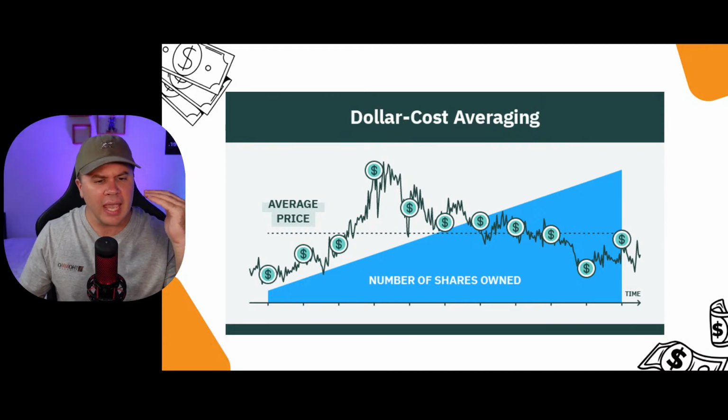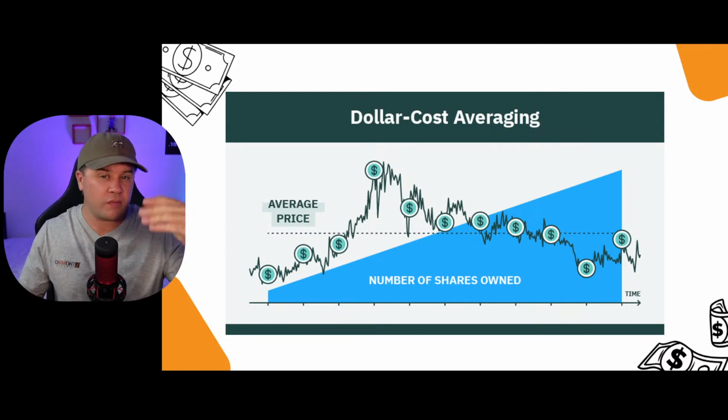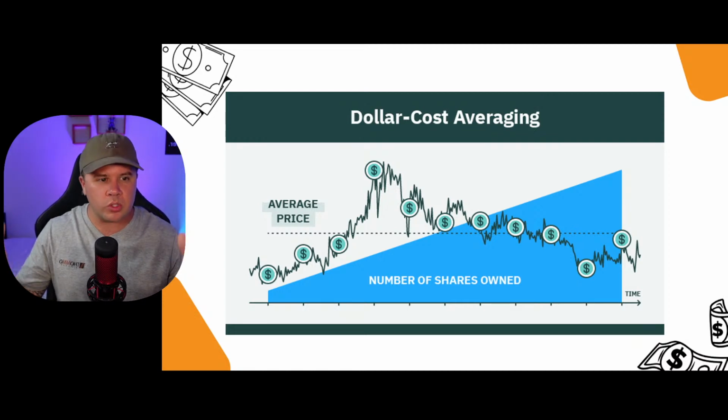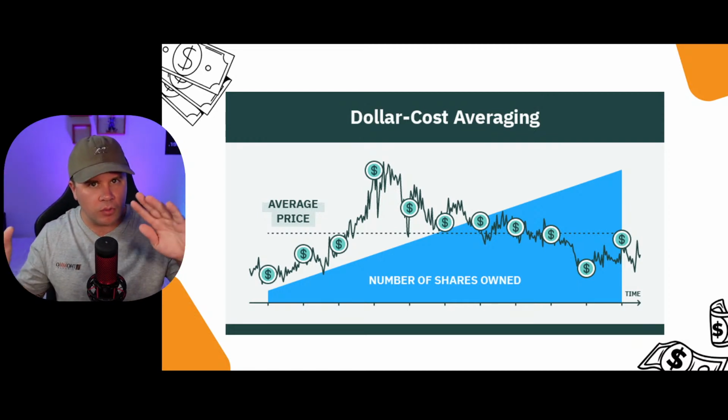By investing the same amount frequently and regularly, this diagram shows it perfectly. As the stock price increases, you'll buy less of the stock. If it's more expensive, you can't buy as much. And as the stock price decreases, you will buy more. That's what we want, going against the psychology of investing.